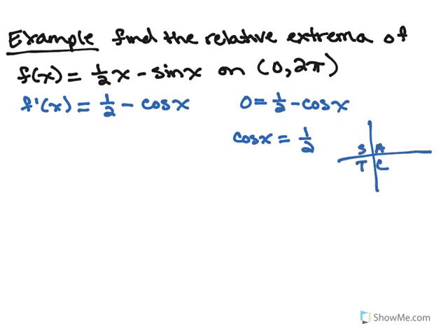So cosine is positive. All trig functions are positive in quadrant 1, only sine in 2, tangent in 3, cosine in 4. So this is going to occur in both quadrants 1 and 4, where we can get a positive 1/2. And that occurs up here at positive pi over 3 and also at negative pi over 3, but we're going from 0 to 2 pi, so I have to have a positive angle. So that's occurring at x equals pi over 3 and 5 pi over 3.